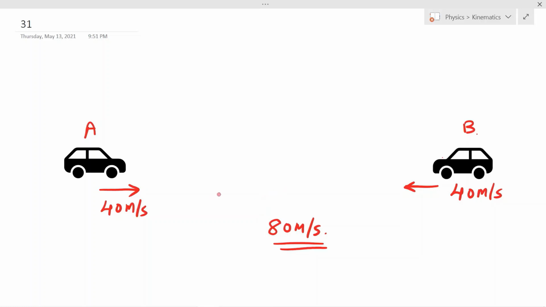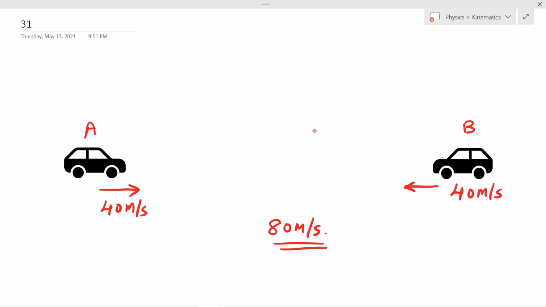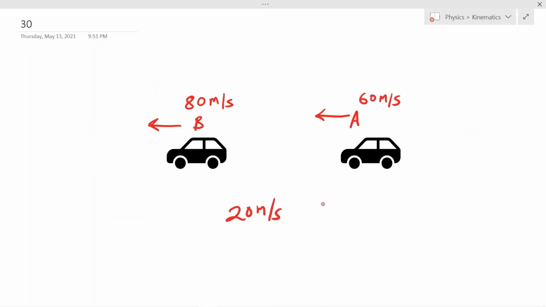So this velocity is different in different reference frames, and we have to define a reference frame to do our numerical calculations. So consider this case. Let me go back and discuss the formula of the relative velocity.